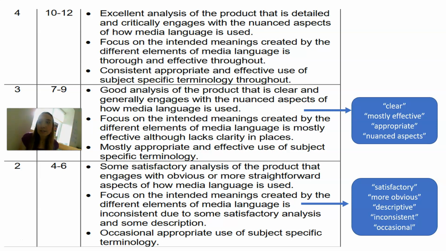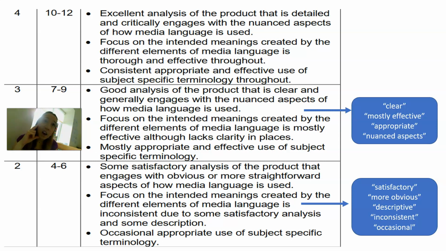Mostly effective means most of the things they're saying are interesting, or they're justifying their answers most of the time, and they're saying things that are appropriate, and they're using a lot of subject terminology, or more so than the previous band. The thing that sticks out here in terms of the bottom and top of this band is the word nuanced. Nuanced means really specific, precise, multi-level. So nuance is kind of the opposite of obvious.